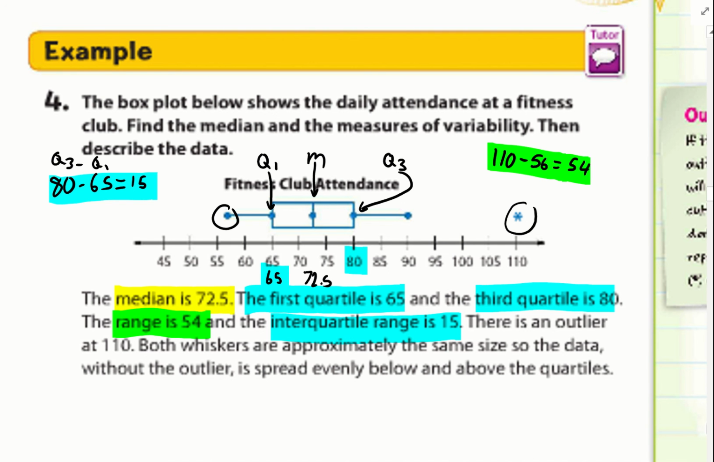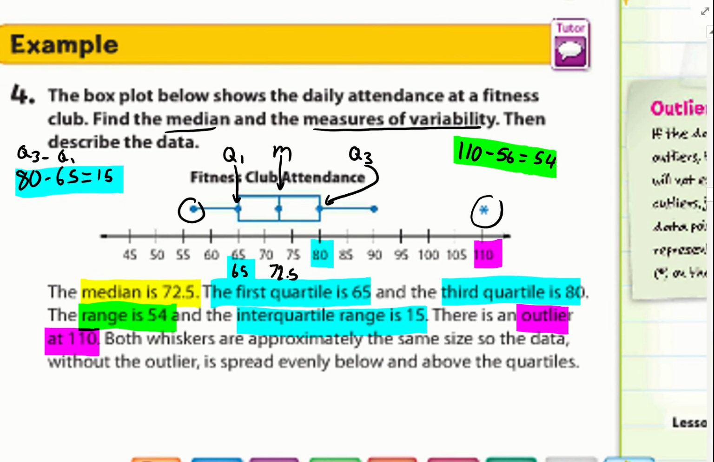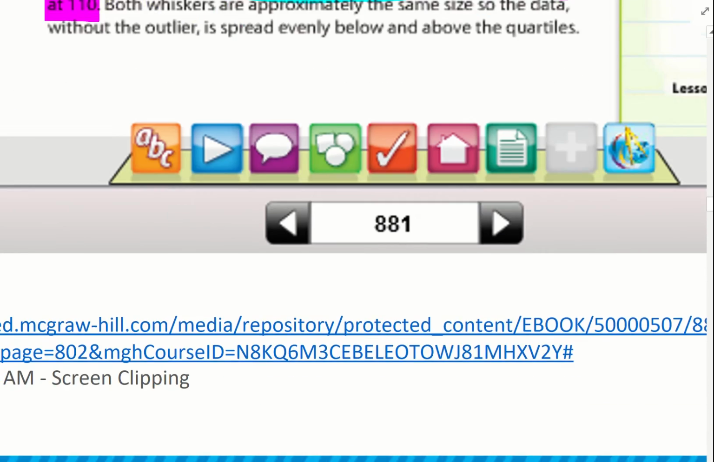There is an outlier at 110. Both whiskers are approximately the same size as the data. Without the outlier, it's spread out evenly below and above the quartiles. So if we're describing the data, everything's distributed pretty equally. And remember the measures of variability and the median. So median, we found. Measures of variability, that's my quartiles, IQR, range, and outliers. And I'll write it down below too.